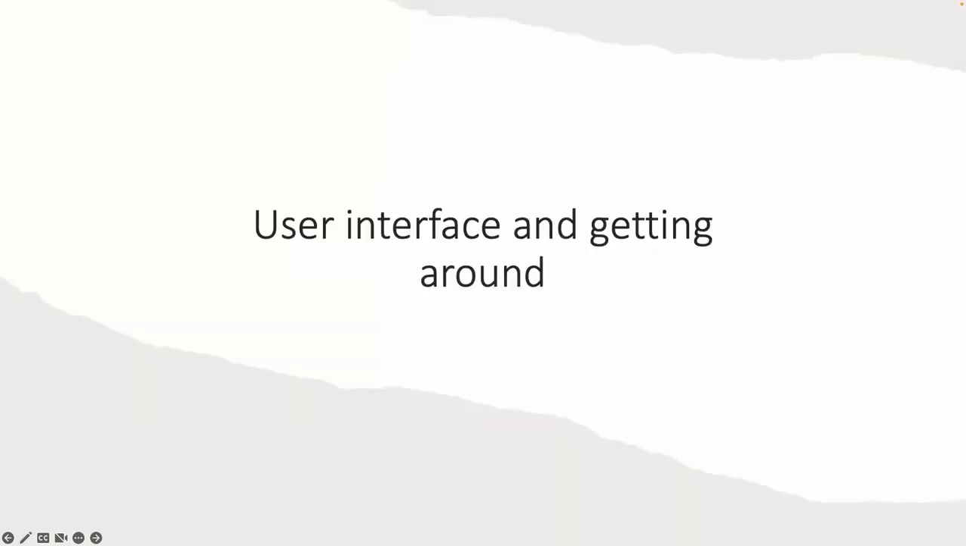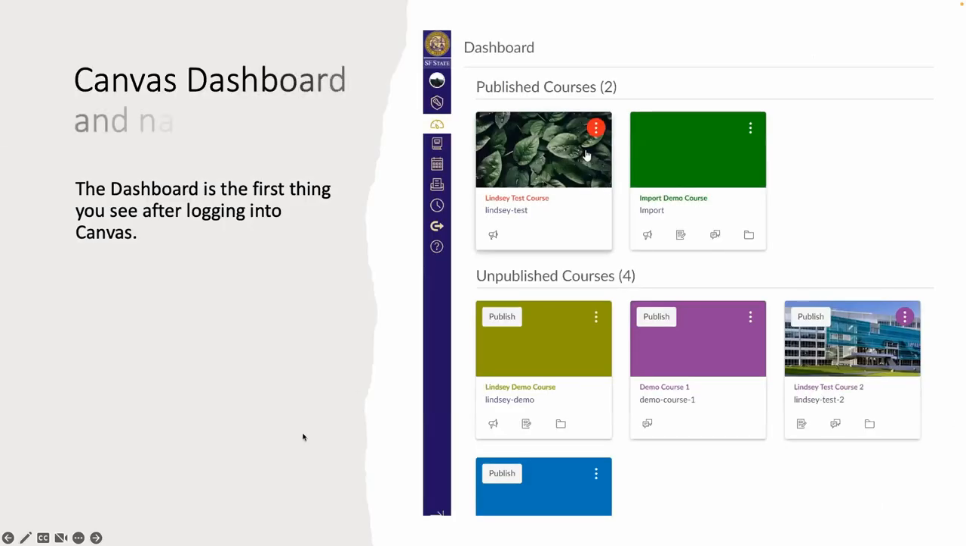So this next section is the actual user interface of Canvas. So the first thing you'll see after logging into Canvas is going to be your Canvas dashboard. And the Canvas dashboard looks pretty much just like what you're seeing in this image here. By default, your dashboard is set to this card view. So each of these squares is a card, and each card represents one of your classes or your sandboxes.